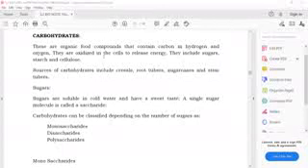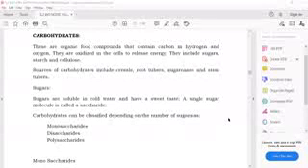Carbohydrates. These are organic food compounds that contain carbon, hydrogen, and oxygen. They are oxidized in the cells to release energy. They include sugars, starch, and cellulose. Sources of carbohydrates include cereals, root tubers, sugar canes, and stem tubers. Sugars go in cold water and have a sweet taste.